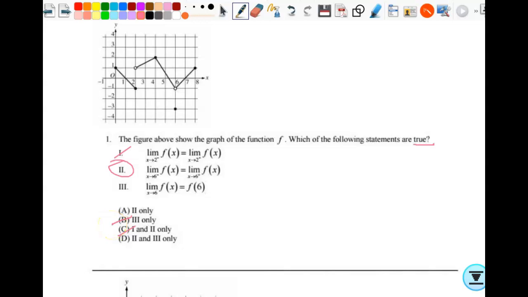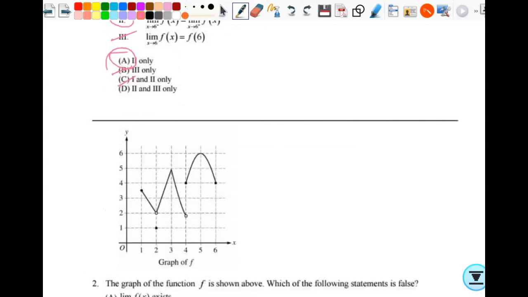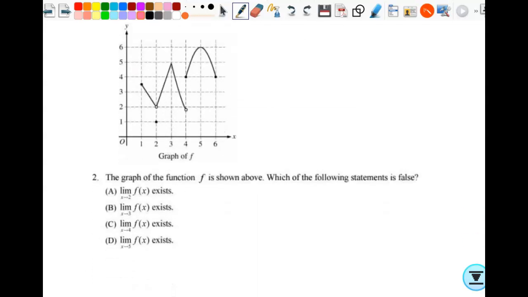So now we've got a 50-50 shot, right? The limit as x approaches 6 is equal to f of 6. No, because f of 6 is -3, so our answer is A. Okay? Look, you just got an AP question right. Look at you. Yay! That's a 5 right there.